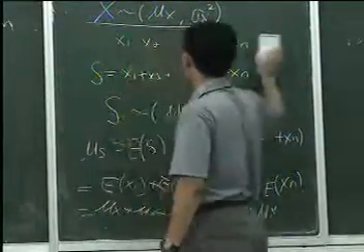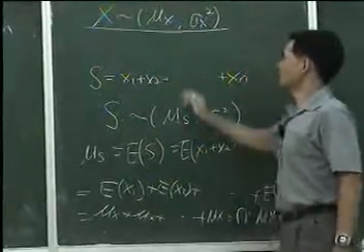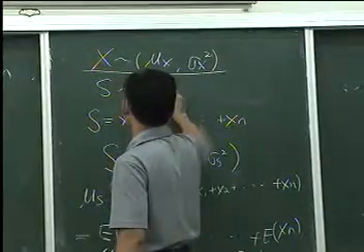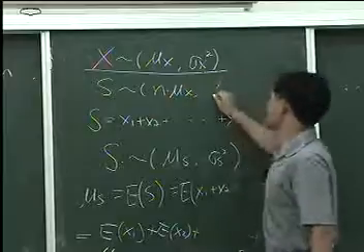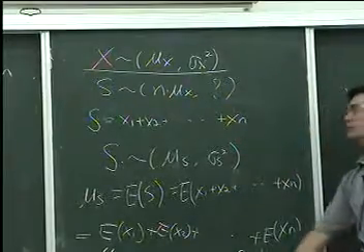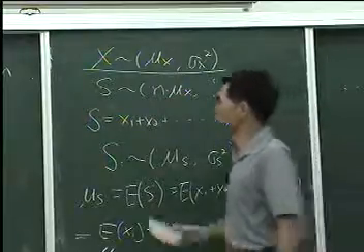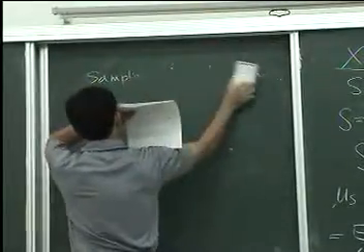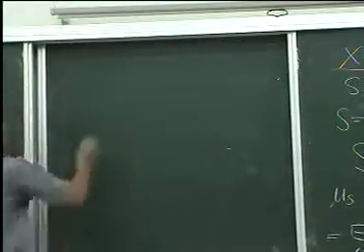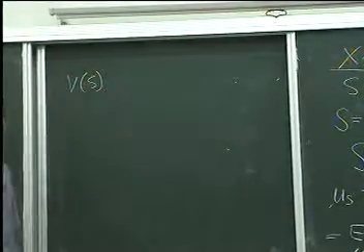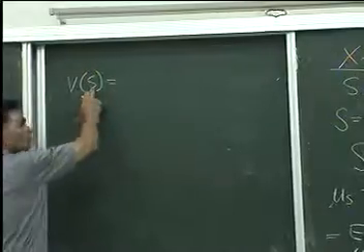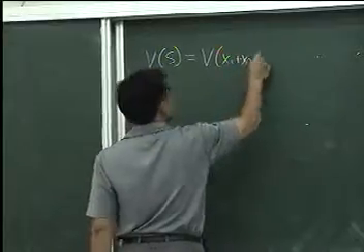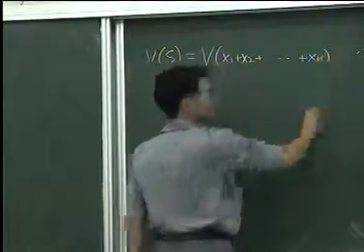So very simple. If we have a variable that looks like this, the simple sum must be n times mu x. Of course, this part we haven't done yet, so we have to get to this part too. Then we need to find out the variance of S. What is the variance of S? First, we need to know what S is. So S is x1 plus x2 plus up to xn, okay?